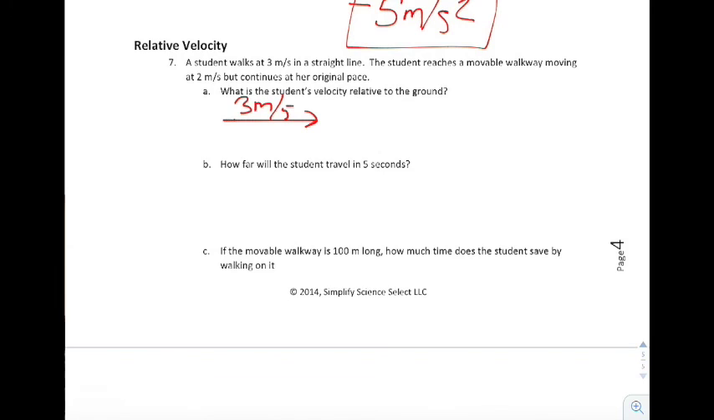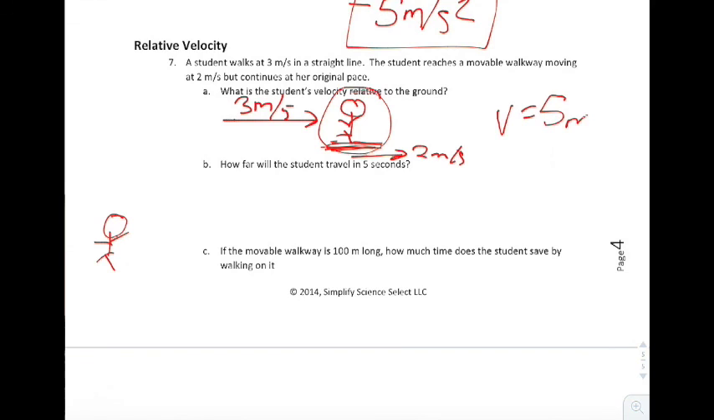The student reaches a movable walkway that is moving at 2 meters per second. So you have your student that's walking at 3 meters per second, and then all of a sudden the floor starts to move in the same direction at 2 meters per second. So to me, standing over here, how does it look like this person is moving? Well, since they're moving in the same direction, the floor is moving and they're moving relative to the floor, you would say that the velocity ends up being about 5 meters per second.